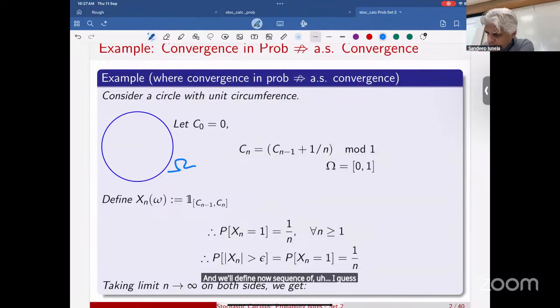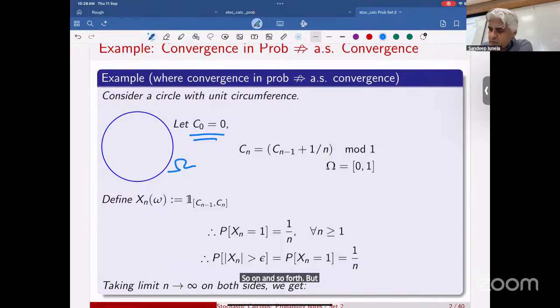I guess, random variables. So C_0 is 0, right? Actually, just numbers, not even random numbers, this is a number. C_1 is C_0 plus 1 mod 1. So C_1 is also 0. C_2 is 0 plus 1 by 2, so C_2 is 1 by 2. C_3 is 1 by 2 plus 1 by 3. C_4 is 1 by 2 plus 1 by 3 plus 1 by 4 mod 1, so on and so forth.